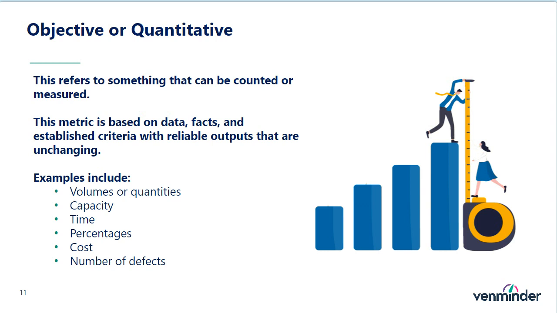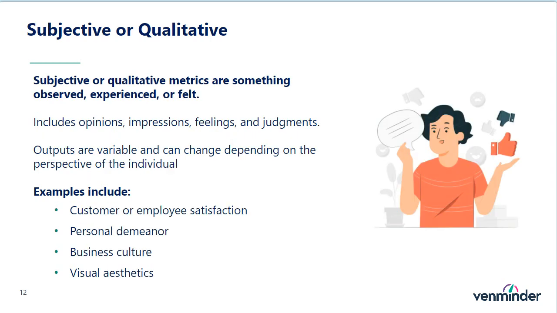Now let's talk about subjective metrics. So subjective metrics are just that. They are subjective. And they are accounting for something that is observed, experienced, or felt, which can be a lot more difficult to measure.